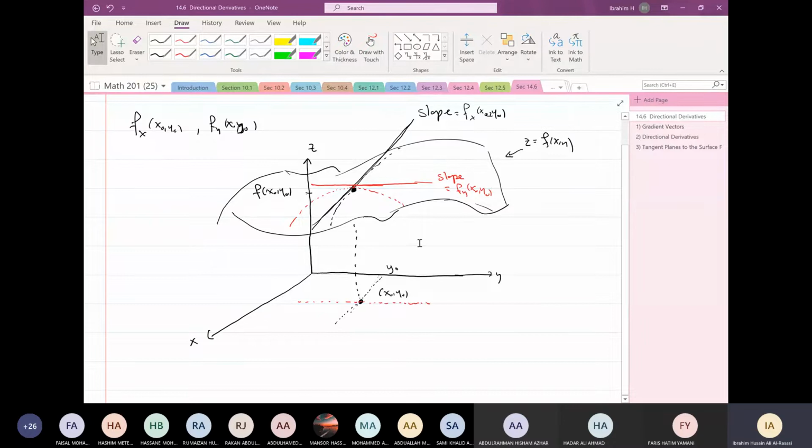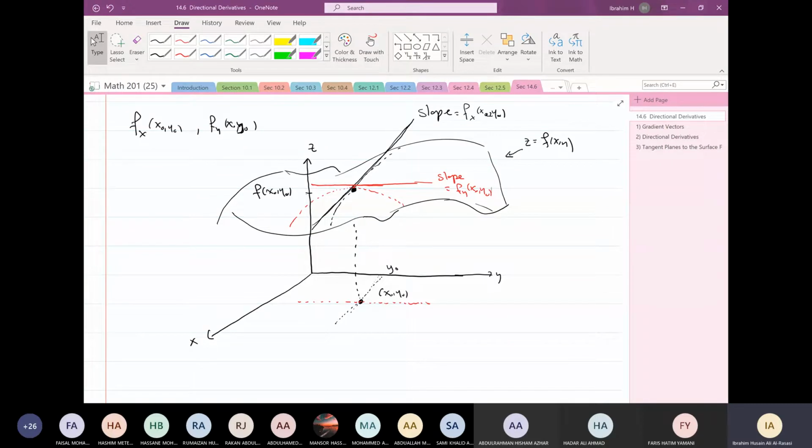I repeat, if you understand this, congratulations. This section is over. Again, for f sub x, you just move parallel to the x-axis through the point x0, y0. The corresponding image of these points will be this curve, and to this curve, the black one, you have a tangent line. The slope is f sub x. When you move parallel to the y-axis through the red points here, you have a curve, the red curve on the surface, and you have a tangent line. The slope is f sub y. This is the geometric meaning of f sub x and f sub y.